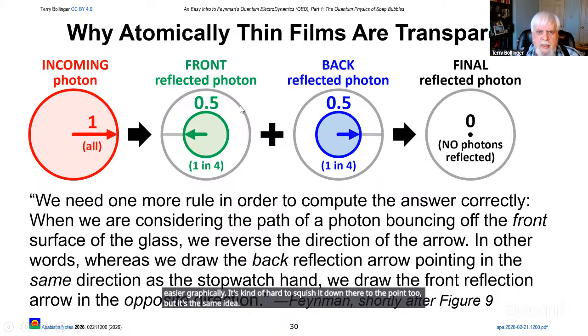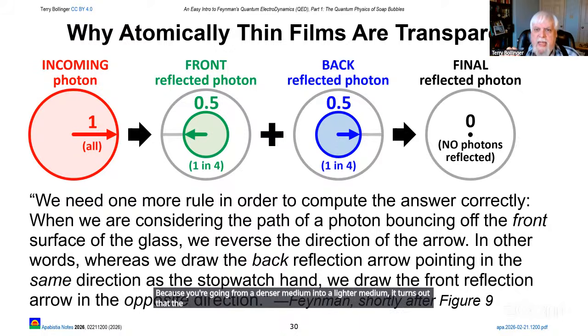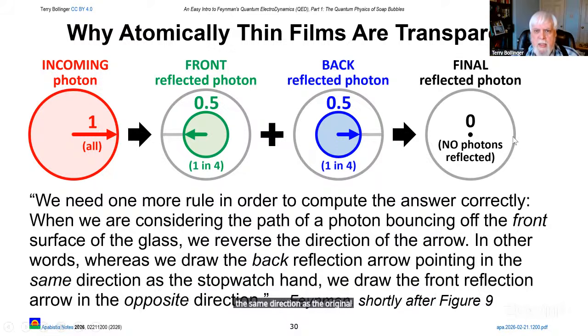So Feynman's point, and he mentions it in all these slides, is that the first one goes backwards, and then the second one, when you reflect from the back surface, because you're going from a denser medium into a lighter medium, it turns out that the photon keeps the phase. So you get the same phase as the original, the same direction as the original arrow that came in. So that arrow points this way.